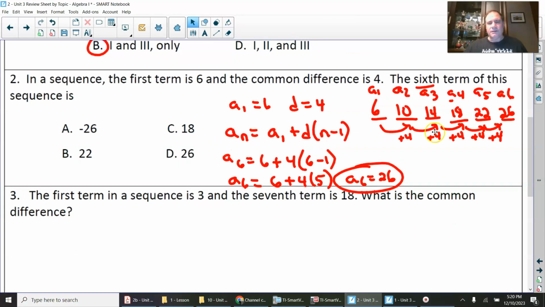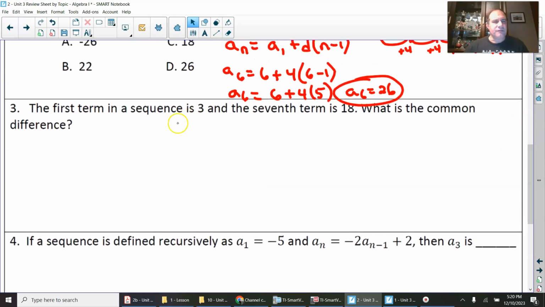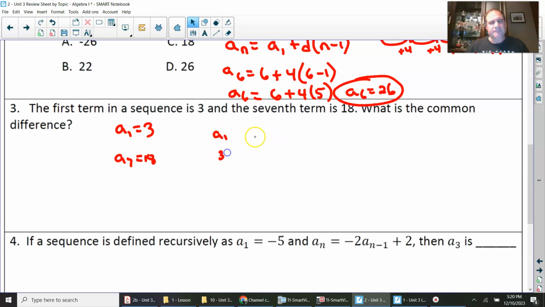All right, so number 3. The first term in the sequence is 3, so I'm just going to put a sub 1 equals 3. And the 7th term is 18, so a sub 7 is 18. Nice and easy here. A sub 1 is 3. This is how I would do it. I wouldn't do it any other way. And then just go ahead and put the 18 there.